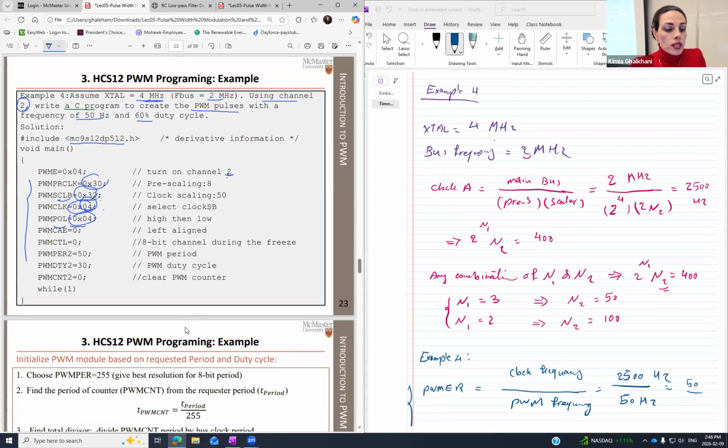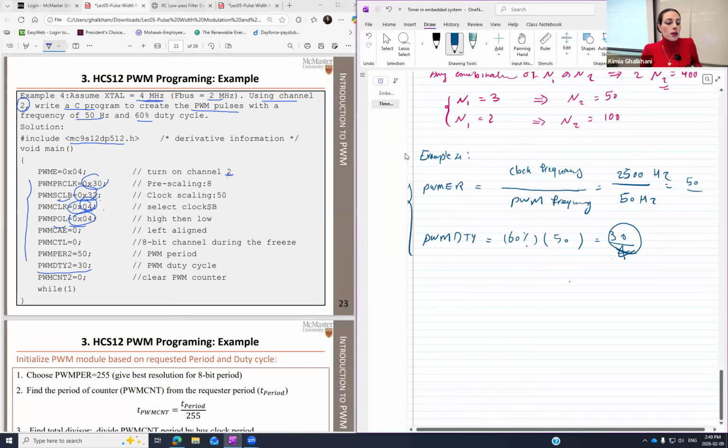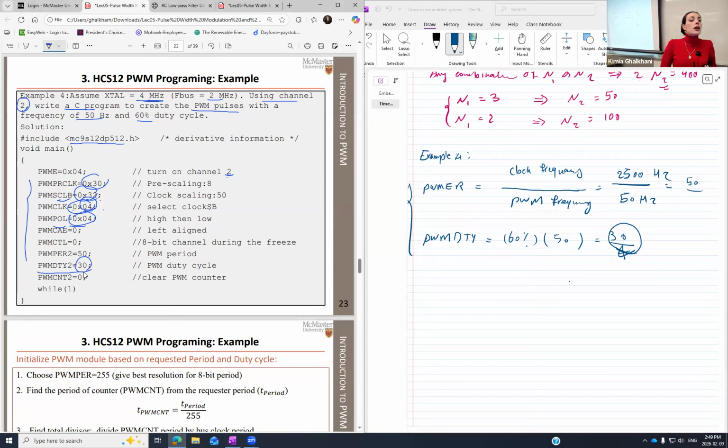So now for duty cycle, for different duty cycles, all you have to do is command PWM DTY. For example, if you want it for 30, in this example I was asking for 30. That's why in here I mentioned 30. If you want it, one more time, somebody just tell us, what is duty cycle?